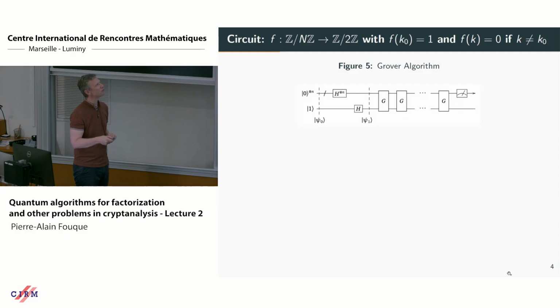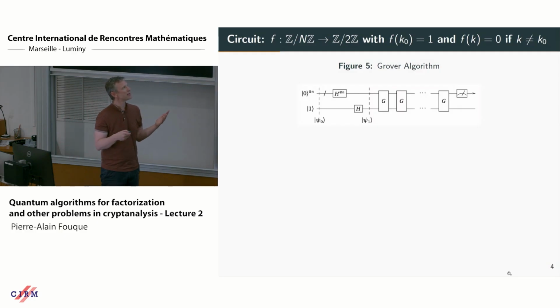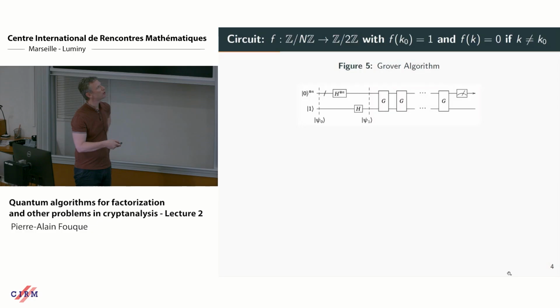So I begin with the superposition of all different values. Here I will have 2 to the n values. In the slide before, I had only 8 values. And here I have another qubit that is initialized with 1, and here I also apply a Hadamard gate. Okay? And after, I will have a lot of Grover steps in order to make the amplitude of the correct value high enough.